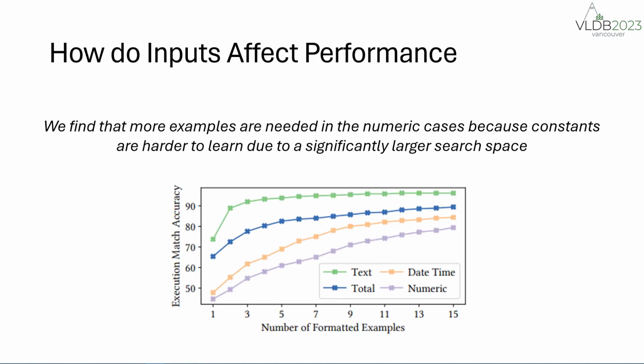Next, we try to analyze how the number of inputs affect rules for different data types. We see that text rules can be learned accurately with just 2 examples, while numeric and date time rules often require much more examples to generalize. This is because of the larger search space required to learn numeric and date time rules. We find that text-based rules are more frequent in the corpus.